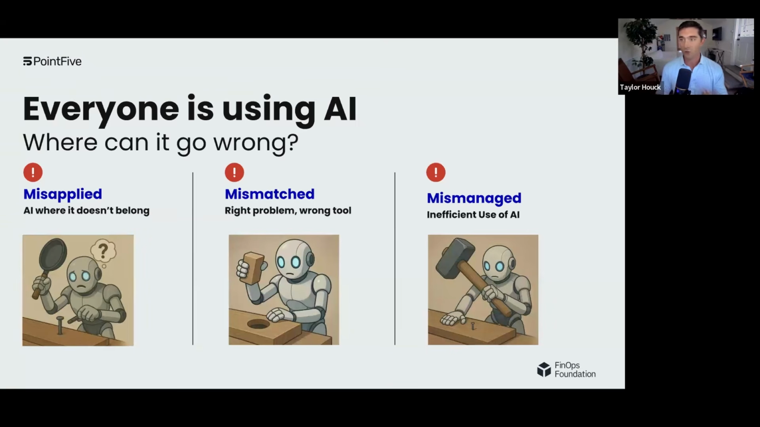So as these use cases are coming to you, I want you to think about a couple things. These are some of the things to look out for, so to speak. One is when AI is being misapplied. This is using AI where maybe it doesn't belong. Another is AI being mismatched. This is where AI maybe is the right solution, but you're using the wrong tool. As we talked about today, there's a lot of different tools in the AI tool belt. And then finally, once you get those two right, you have the right use case and the right tool, then we can talk about optimization. There's a lot that we can do in that area as well. I'm just going to go through each of these very quickly.